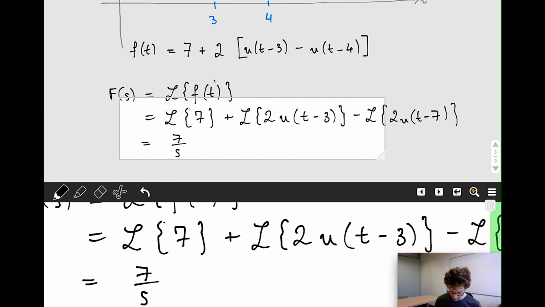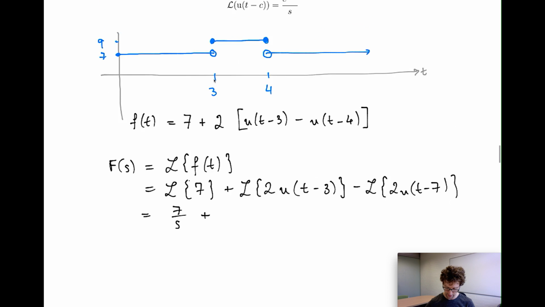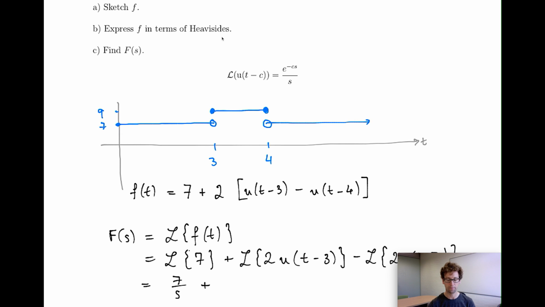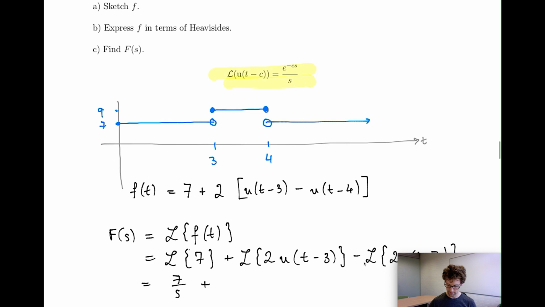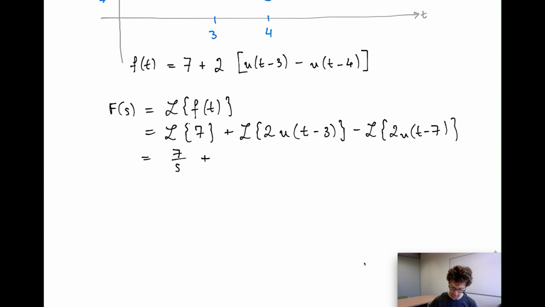And we have the definition of the Laplace transform of the Heaviside. So let's take a quick look at that. It should be written right here. So this is the Laplace transform of our Heaviside. So we can see that we're going to write this as e to the minus cs over s. So it's going to be e to the minus 3s over s and e to the minus 4s over s. That shouldn't be a 7, that should be a 4.